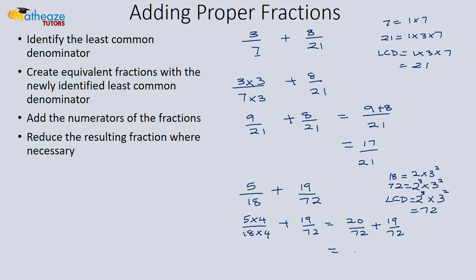So we're going to add numerators together because we have a common denominator. So we have 20 plus 19, which is going to give us 39 over 72. And we can simplify this by dividing by 3. So we divide this by 3 and divide this by 3. This is going to give us 13 over 24. So that's how you add proper fractions together.